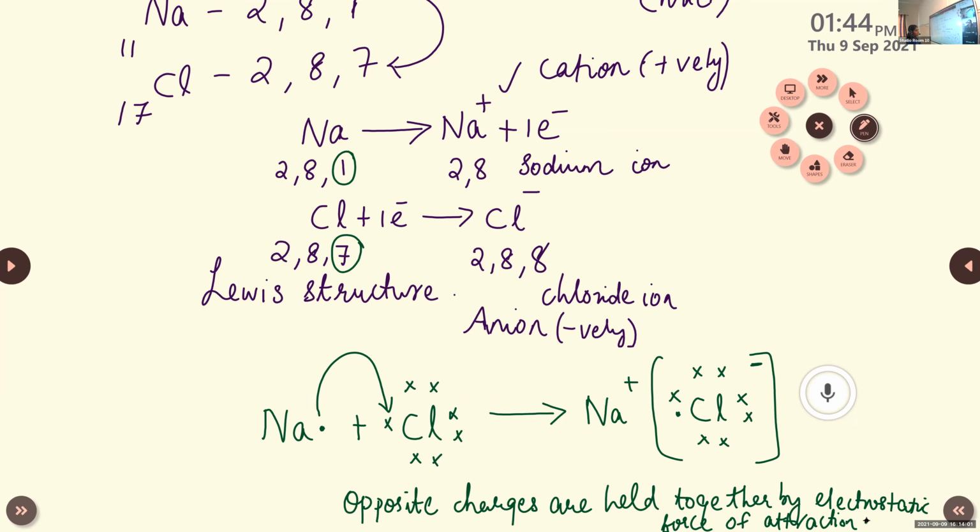That's about the formation of sodium chloride. Then we need to explain one more example for the formation of this type of compounds. This type of bonding is known as ionic bonding.